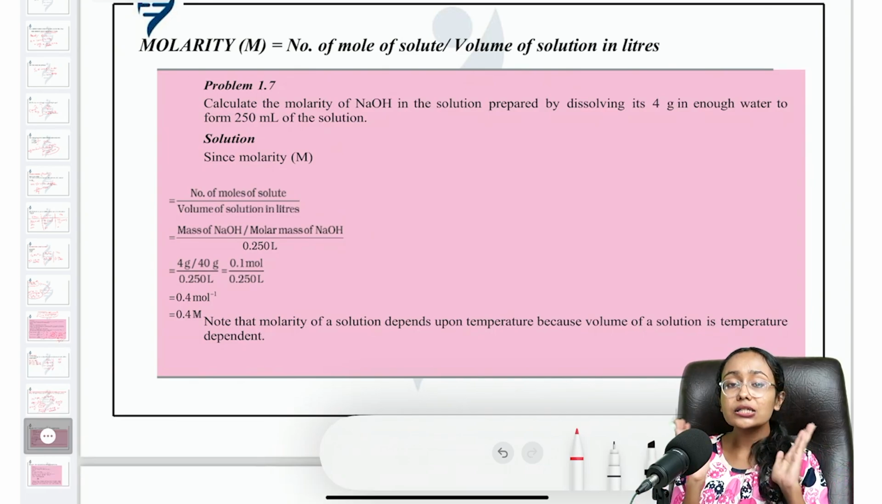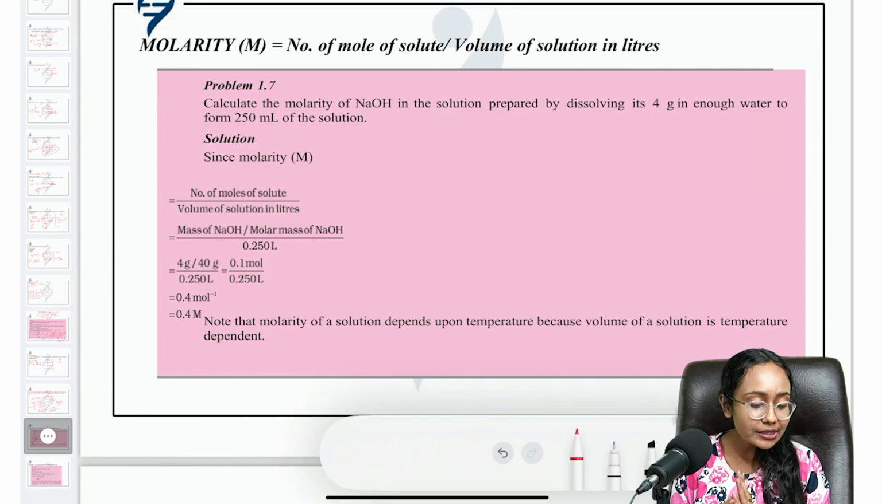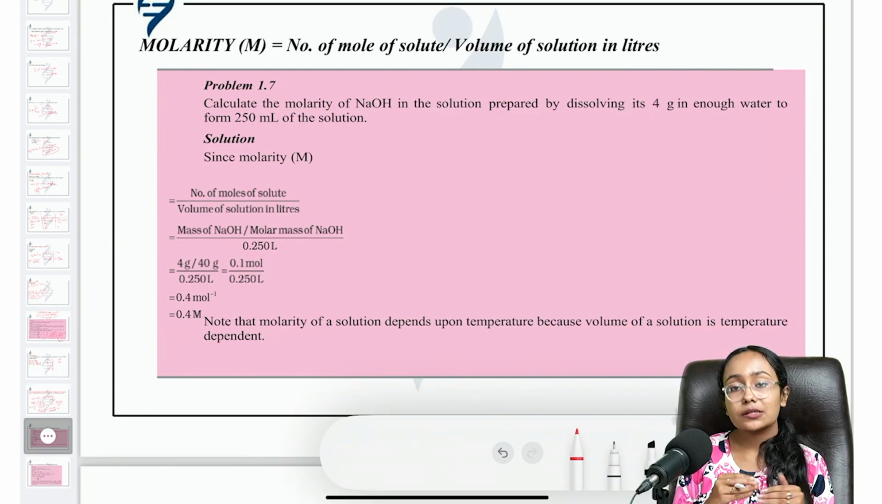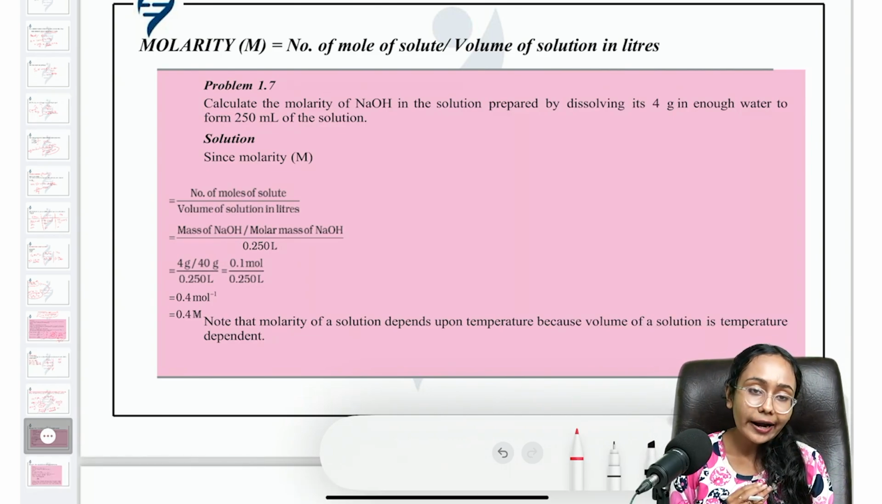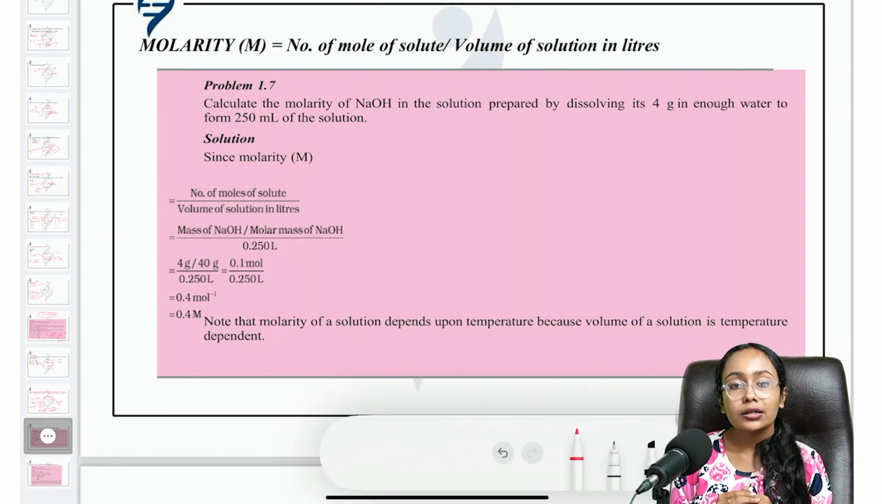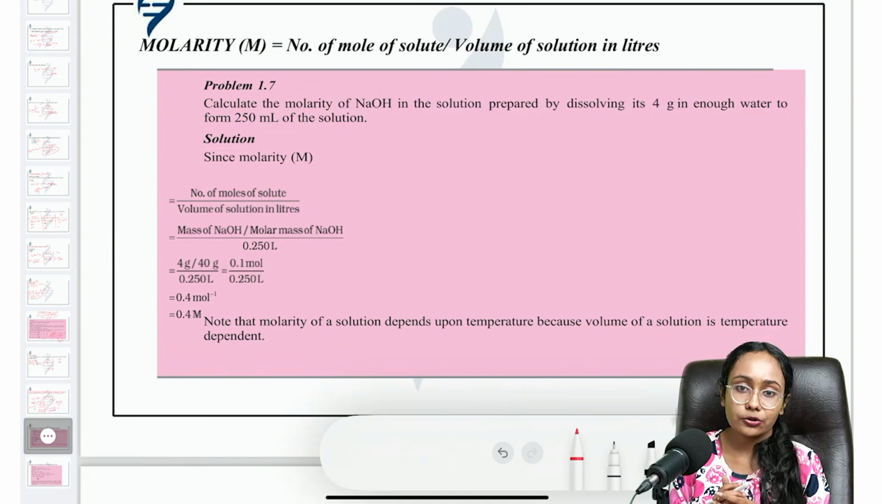Coming to the last 2 topics of +1 chemistry, first chapter, some basic concepts of chemistry, that is molarity and molality. The same topics you'll be going to study in +2 also. So molarity and molality are two methods to express the concentration of a substance in a solution. Okay? So what is concentration? Concentration means the amount of solute present in a solution.